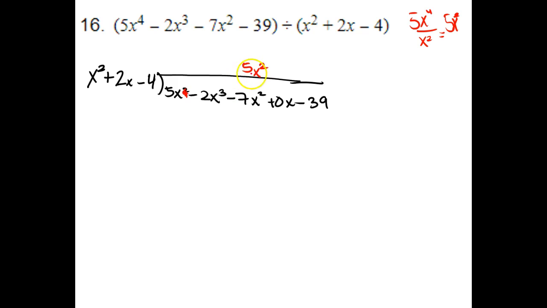So I'm going to multiply 5x squared times x squared and get 5x to the 4th. 5x squared times 2x gives me 10x cubed. 5x squared times negative 4 gives me negative 20x squared. Beautiful. Now after I have multiplied, I'm going to go ahead and subtract. And when I subtract, I'm going to change signs. So all of the signs change.